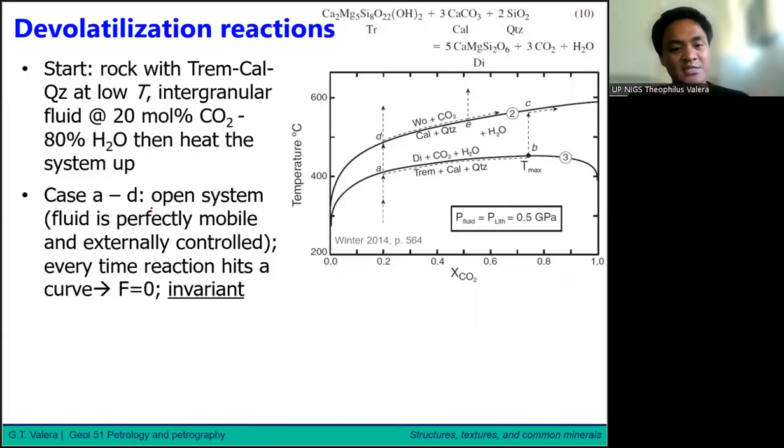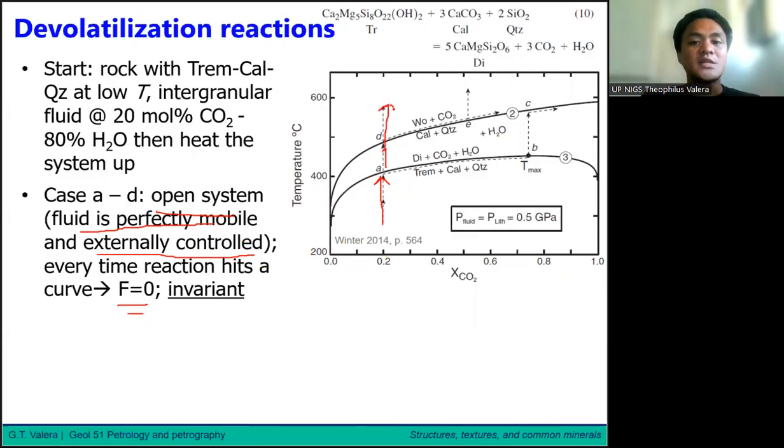Yung case na dinidiscuss ko kanina is an open system. So you have a fluid that is perfectly mobile and externally controlled. Every time a rock that's being heated intersects a reaction curve, the degree of freedom is equal to 0. It's an invariant point. So one of the reactants must be completely lost first. Okay? And then, bago mag-proceed yung ating reaction, next, tatawid siya dito, and then tatawid lang siya dito.